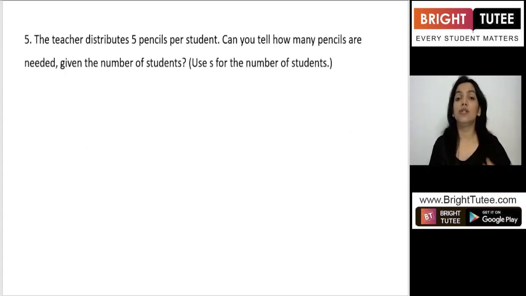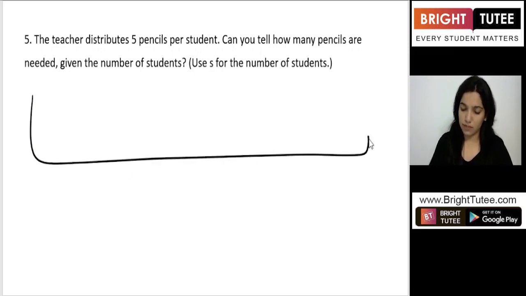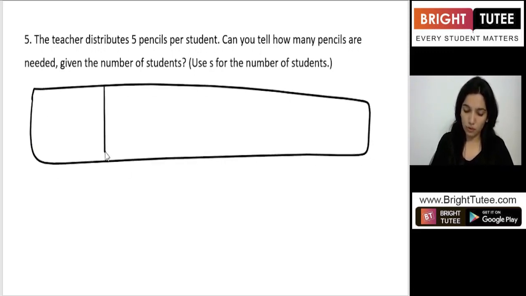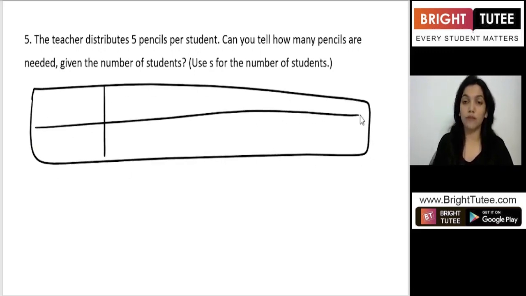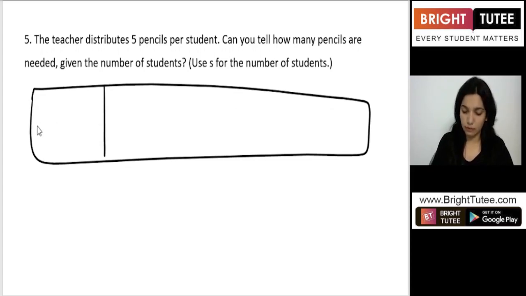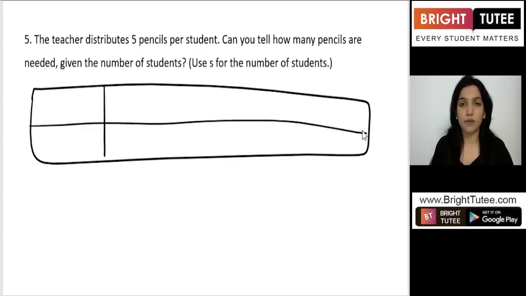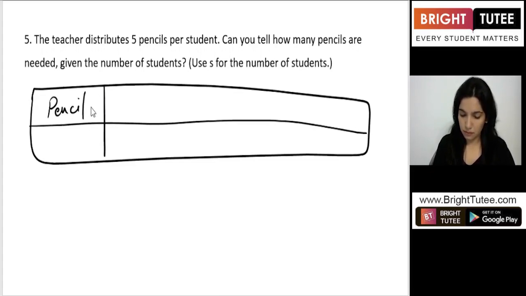It says the teacher distributes 5 pencils per student. Okay. 1 student, 5 pencils. Let us form a table here. It is all up to you. If you want to work directly, it's good. If you want to work in a particular table format, it all depends on you. Okay. So here we have got pencils. And here we have got number of students.